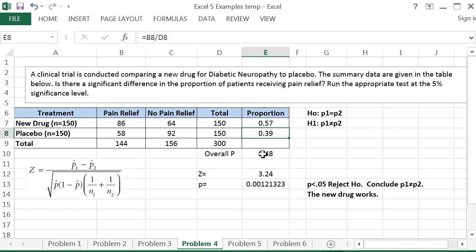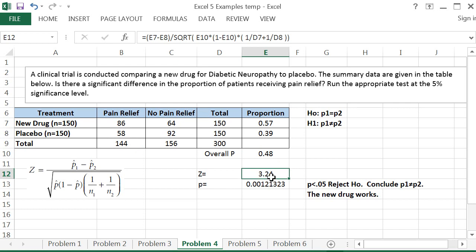We need an overall proportion because we're going to compute the z-value, the test statistic, in this formula. And p hat is the overall proportion. So that's this number here. What we did there was take the total that got pain relief, that's this 144, and divide by the 300. So it's the same formula, the pain relief column divided by the total column. That's our overall proportion of pain relief.